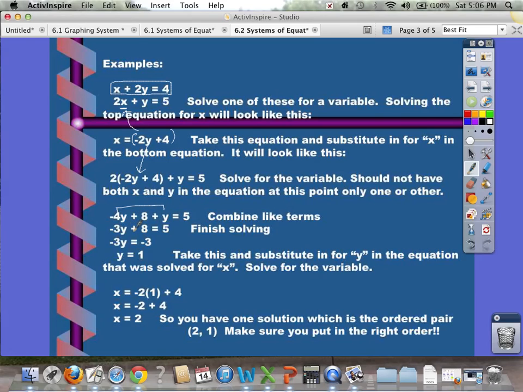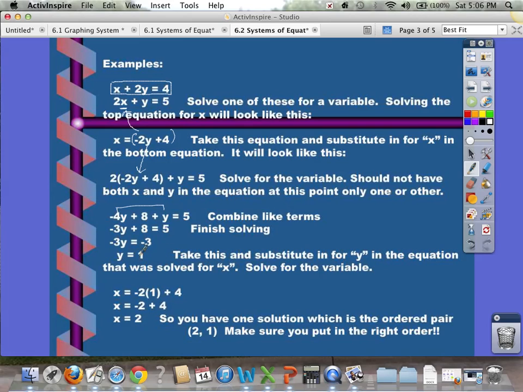From here, you're going to subtract 8 from both sides, and when you subtract 8 here and you subtract 8 here, you get a negative 3. So bring down your negative 3y equals negative 3 and divide by negative 3 on both sides. That will leave us with just y equals 1. All right, now we've got one of the variables.